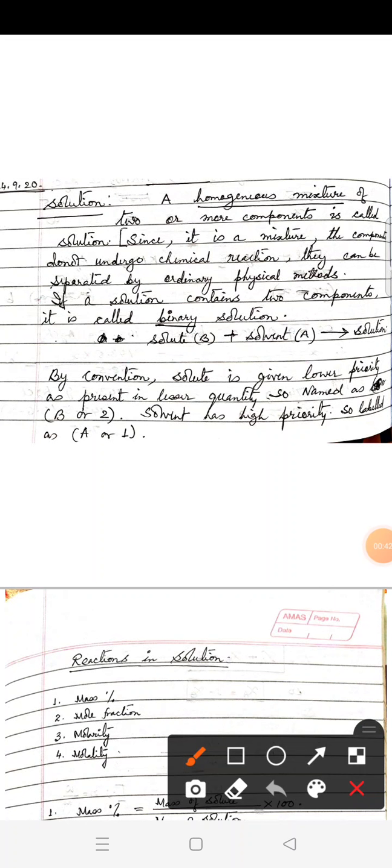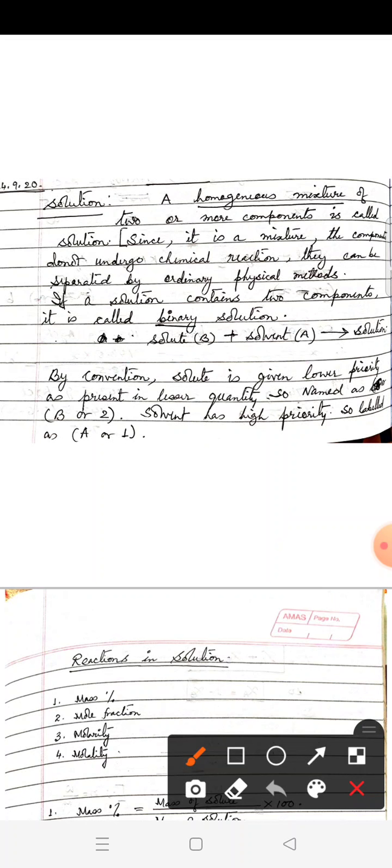Since it is a mixture, the components don't undergo any chemical reaction. They can be separated by ordinary physical methods. So when you write the definition of solution, you can also include these lines. Solution is a homogeneous mixture of two or more components which do not react chemically. Now, if a solution is having two components, then we call it a binary solution.